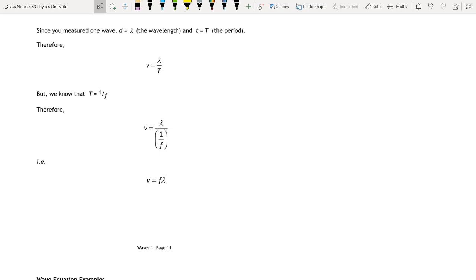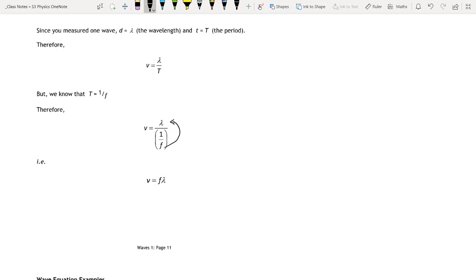We've got speed is wavelength divided by 1 over f. And if you rearrange that, your f then has to go up to the top. So you end up with speed equals frequency times wavelength, which is that equation again. So it's just basically another form of writing. It comes from speed is distance divided by time.